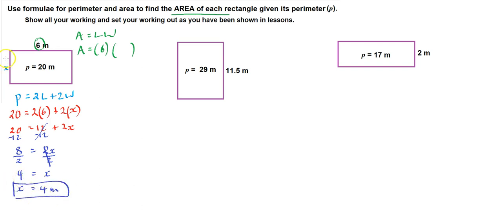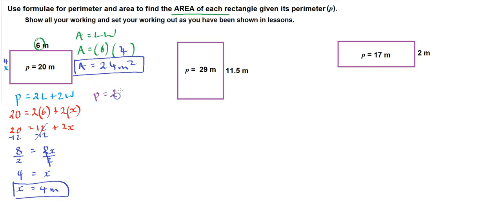So we now know that x is actually worth 4. So we can substitute that into the formula. So area equals 6 times 4, which is 24 meters. It's area, so squared.